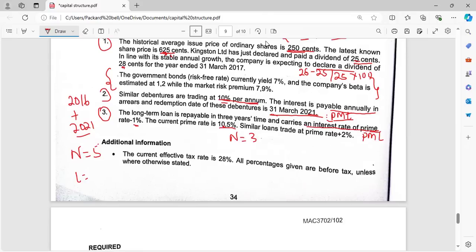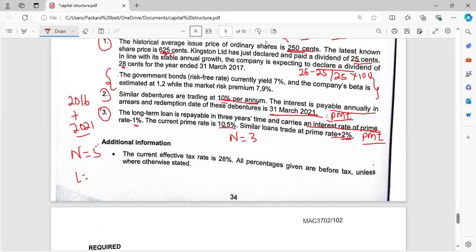The payments are going to be determined by the interest rate which the money you borrowed came with. So that is going to be your PMT. Then similar loans trade at prime plus 2%. So which means that's the present value of the loan. So when you calculate the present value of the loan now, you are now going to use this percentage.